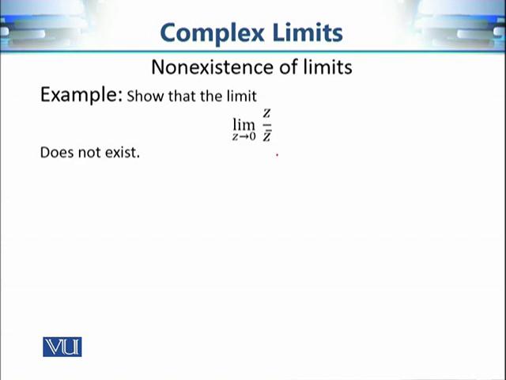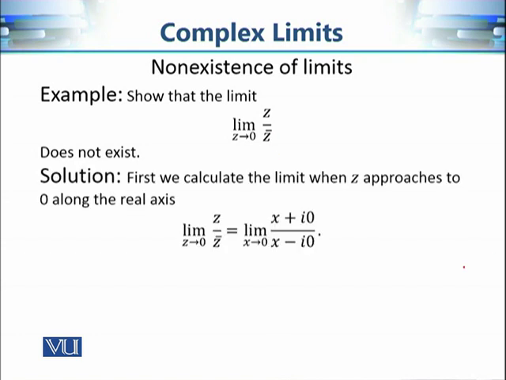Now we can use this criterion to see that this limit does not exist. So this is z over z conjugate. Why does this limit not exist? Let's try to calculate this limit along two different paths. One of the paths is along the real axis. Now we know that along the real axis y is 0 because there is no imaginary part. We are on the real axis.